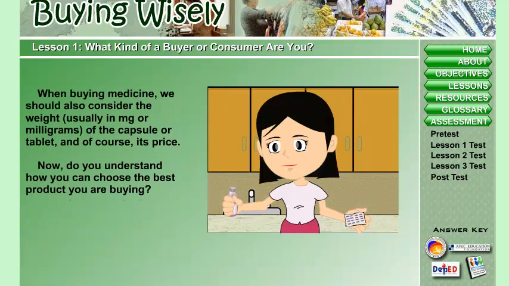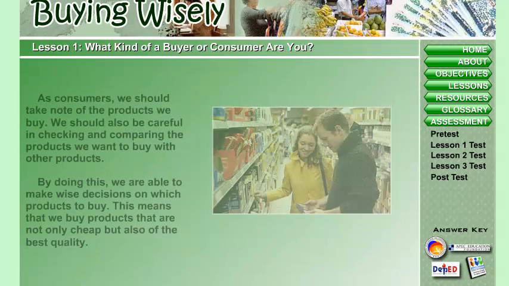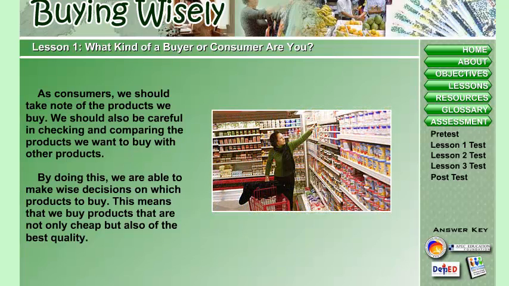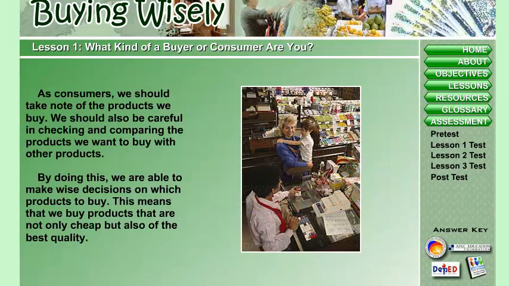When buying medicine, we should also consider the weight, usually in milligrams, of the capsule or tablet and, of course, its price. Now, do you understand how you can choose the best product you are buying? As consumers, we should take note of the products we buy. We should also be careful in checking and comparing the products we want to buy with other products. By doing this, we are able to make wise decisions on which products to buy. This means that we buy products that are not only cheap but also of the best quality.